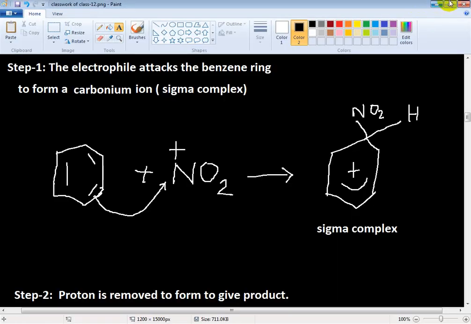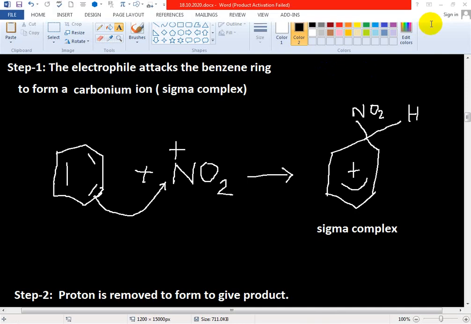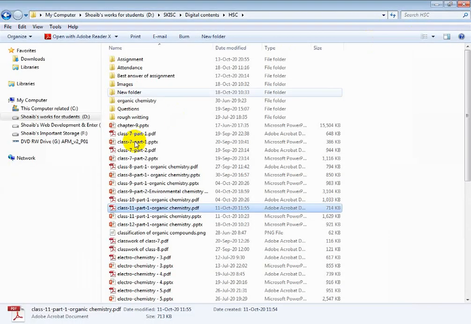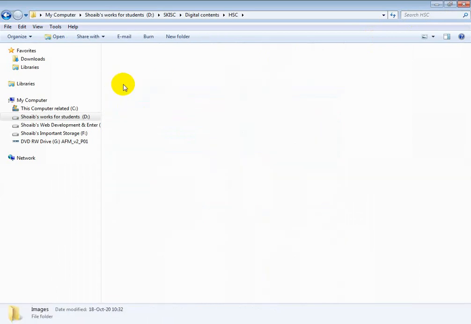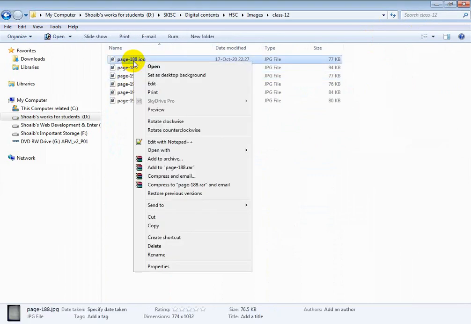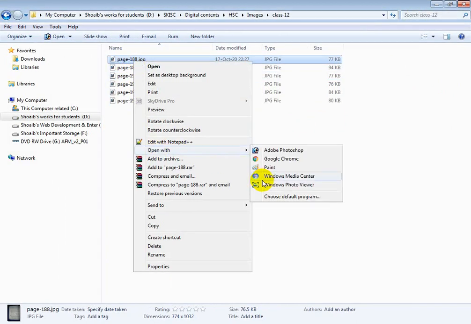I have collected some pictures. Look, these are images for class 12. Are you watching my screen? Hello students. Yes sir. Okay.